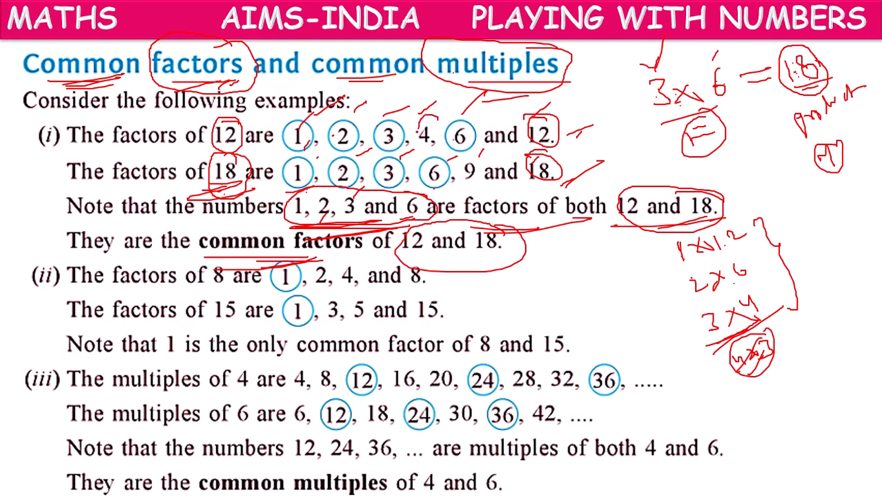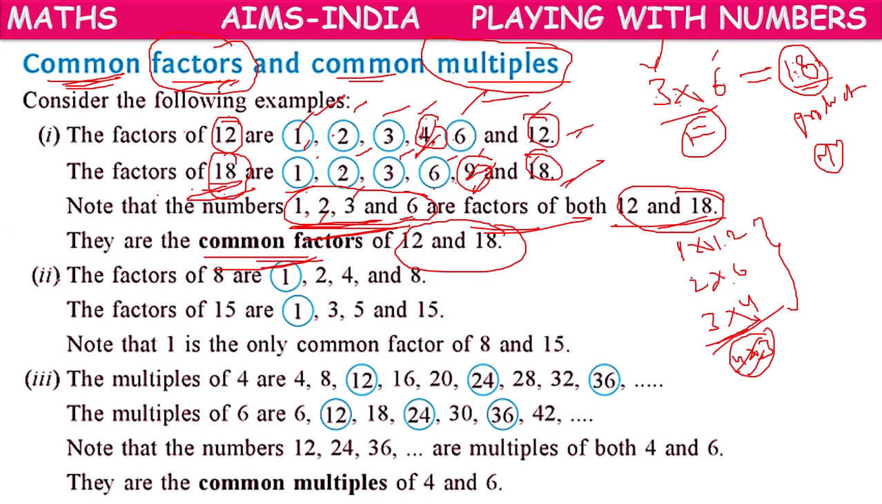But here 4 is not a common factor. Why? Because 4 is present in the factors of 12 but not in the factors of 18. And 9 is present in the factors of 18 but not present in the factors of 12. Numbers like that we should not consider. Only those which are available in both lists are considered common factors.